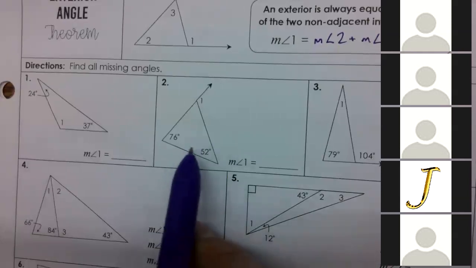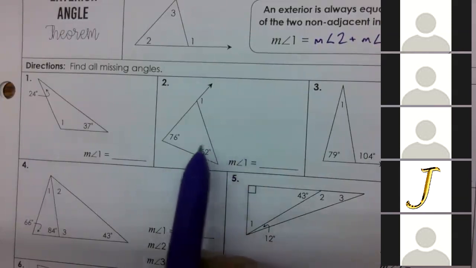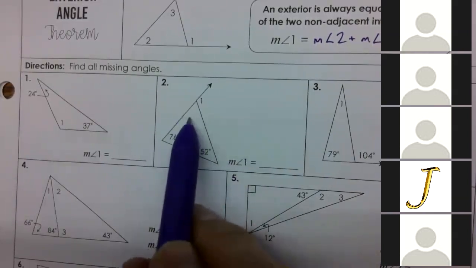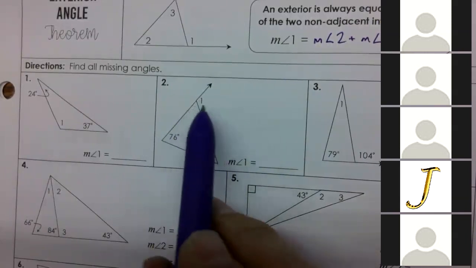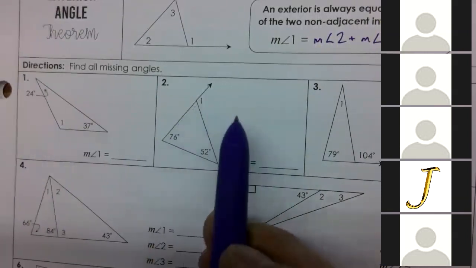Okay, left side of the class. I want you to do this the long way. Add these two up and find this. And then do the subtraction to find this one. Right side of the class, I want you to use our new rule. Find the measure of angle 1.